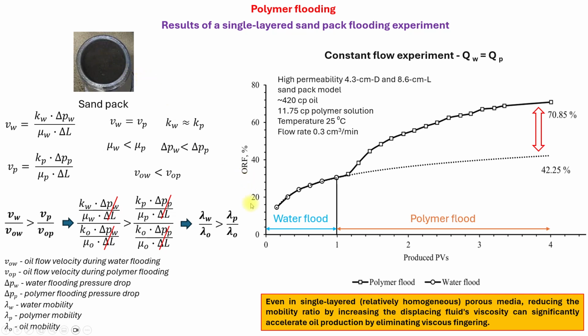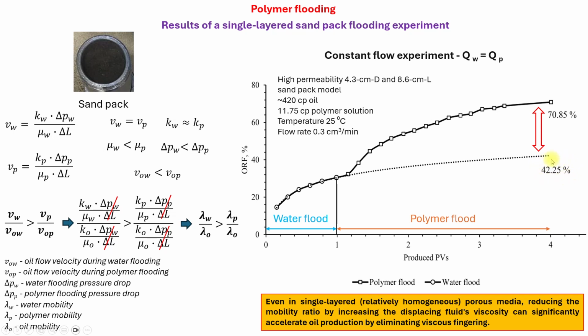When we injected 1 pore volume of water, we recovered about 30% of the oil. The dashed line here shows our projection, how much oil we would have recovered if we had continued water flooding beyond 1 pore volume. According to the trend, it would have reached around 42%.